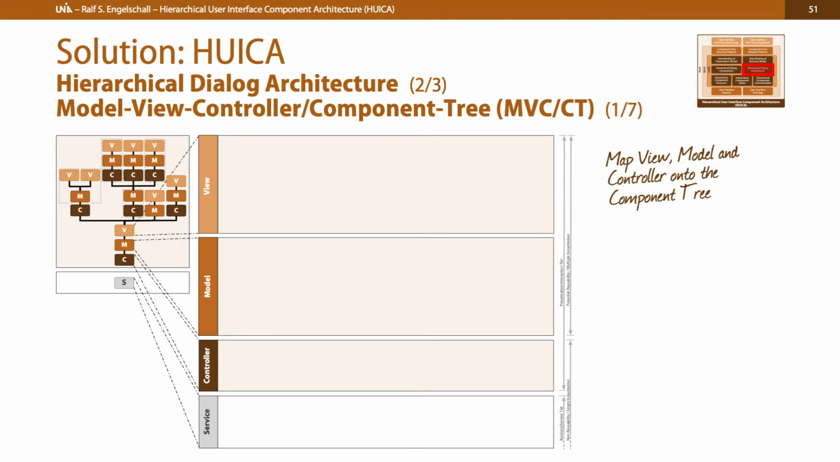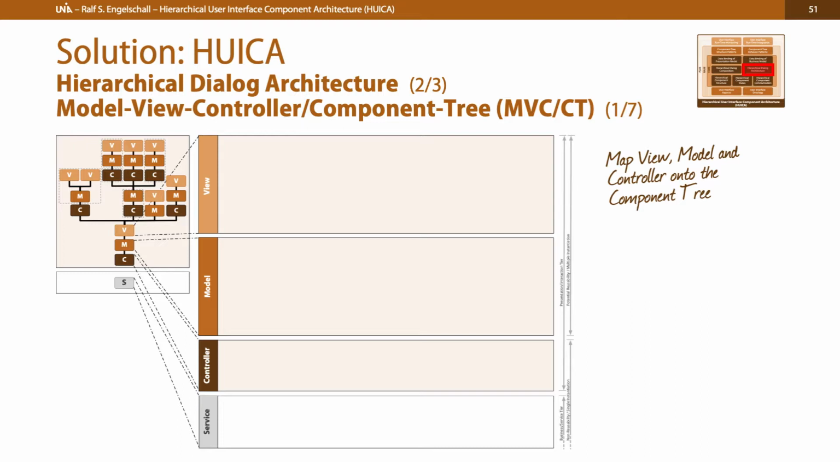Now let's have a look at how these model view controller components are actually implemented. The heart of the solution is the model view controller component tree pattern. This is actually a variant I created of the model view controller pattern for use in HUICA. We see now on the left an arbitrary tree of components. As mentioned before, we have always this order. The controller is at the bottom, the model in the middle, and the view is on the top. But there are multiple variants there, as we will see later.